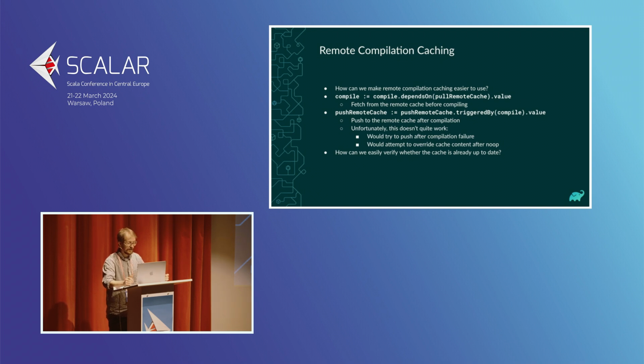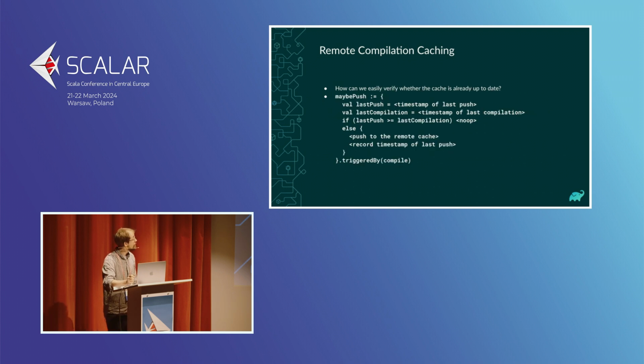For push remote cache, it's not quite as simple. We could try to redefine it so that it's triggered by the evaluation of compile, so that whenever we run compile, it's going to compile and then evaluate push remote cache. That doesn't quite work because if we did this, SBT would try to push after a compilation failure, for instance. And if the compilation went through, then it will also attempt to push to the cache even if it's already populated with that data. So let's see how we can try to come up with a better implementation.